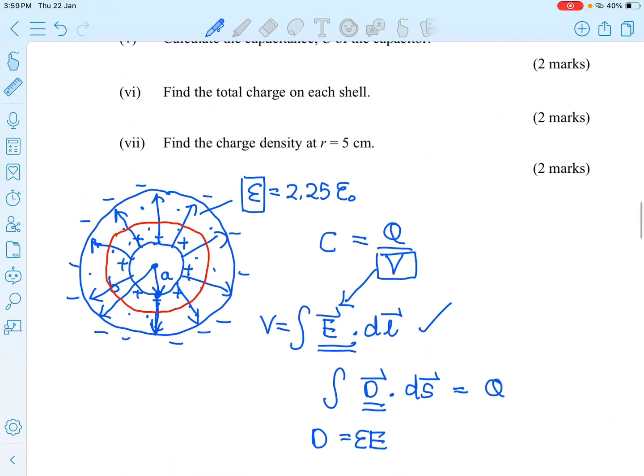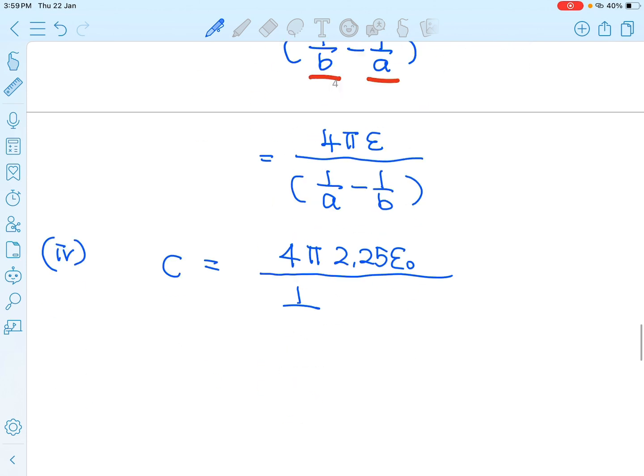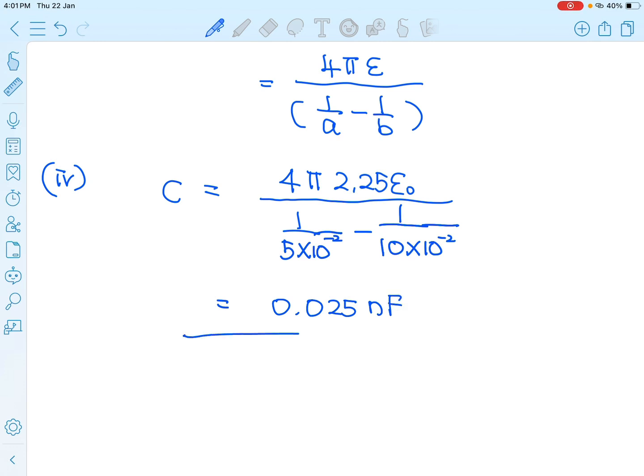According to the question, A is 5 cm, so make sure that you convert it into meter, minus 10 cm. Make sure you convert it to the meter. Then you can calculate the answer. Your answer should be 0.025 nanofarad. So this one will be your answer.